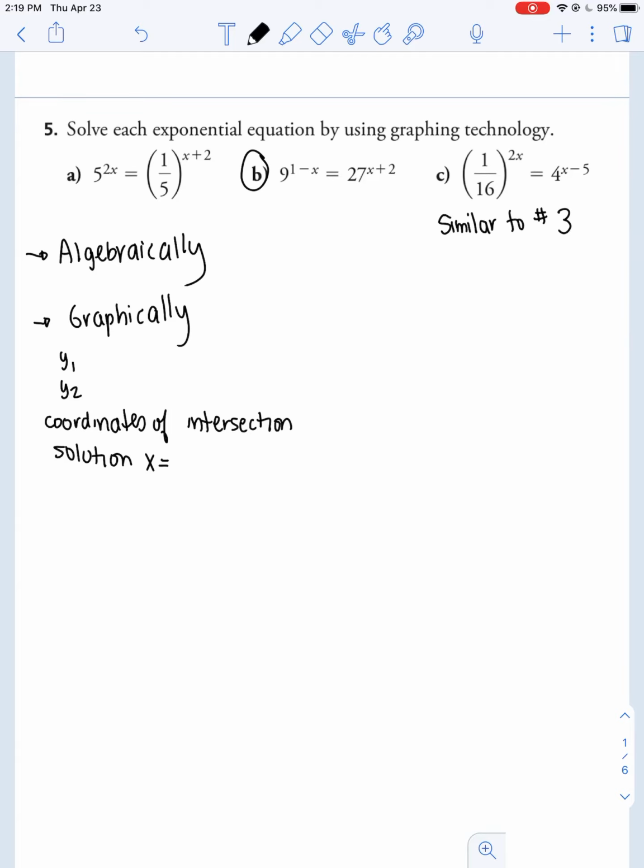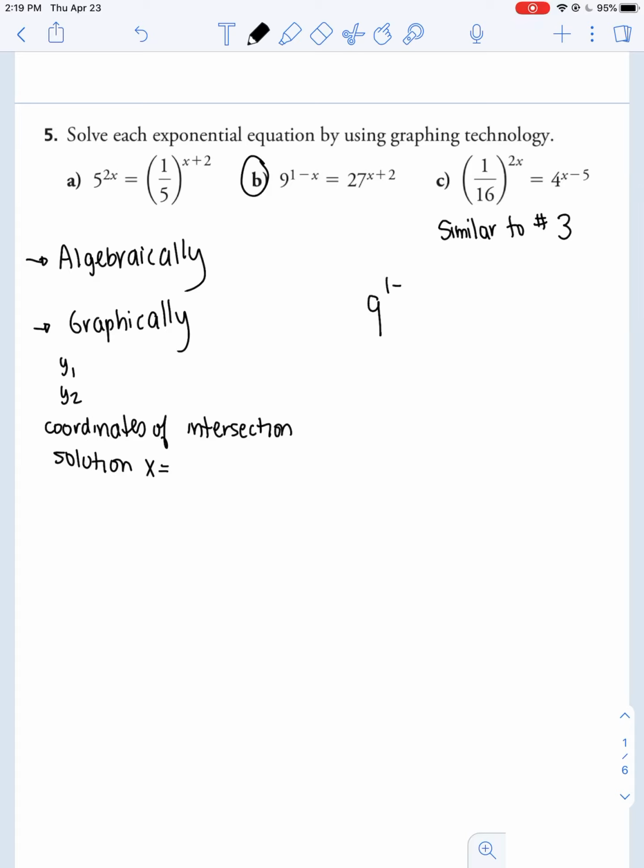Question number 3 in your assignment, you're going to start with the question. We're going to do this one here. So for each one, you're trying to get these two numbers, 9 and 27, to have the same base.